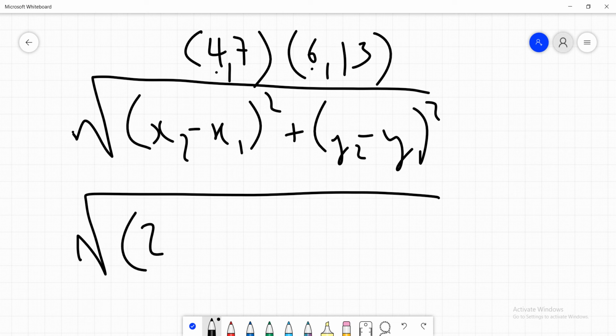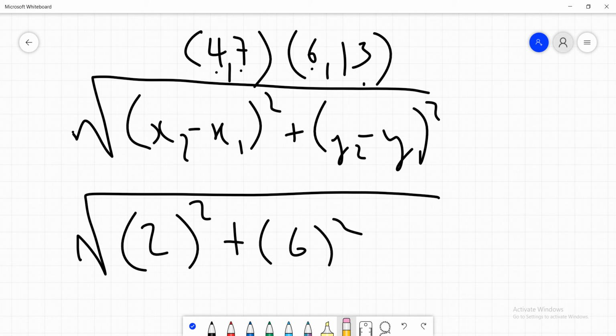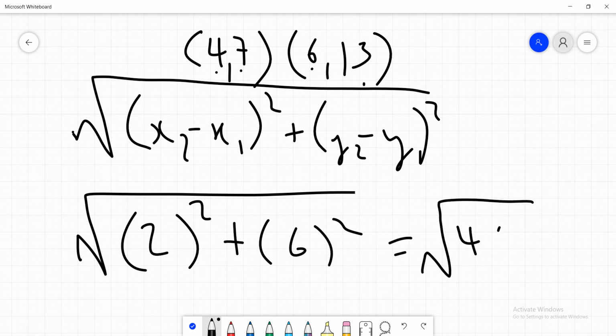So 6 minus 4, which is 2. 2 whole squared plus 13 minus 7 whole squared. So 13 minus 7 is 6. 6 whole squared. And again, let's erase the excess of the radical. You don't have to do this, I'm just doing it to make it look more neat. So that would just be the root of 4 plus 36, which is the root of 40.